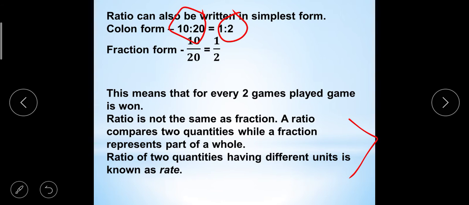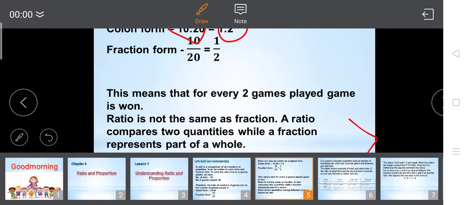So yun yung two quantities natin that having different units. So there are also examples of units like distance or time. Okay, so maraming units na pwede nating gamitin. So, ang tawag daw po doon sa ratio ng dalawang quantities that are having different units is known as rate. Okay.